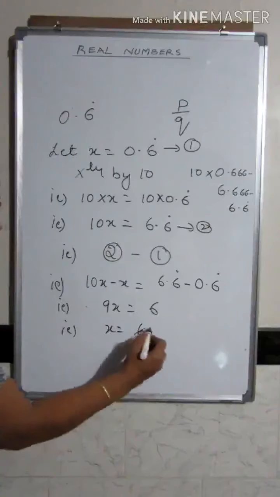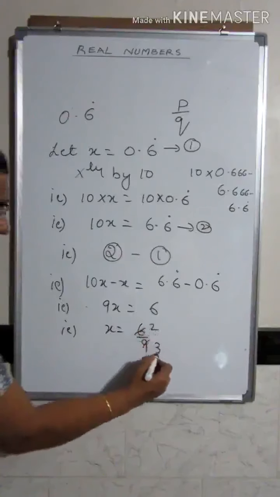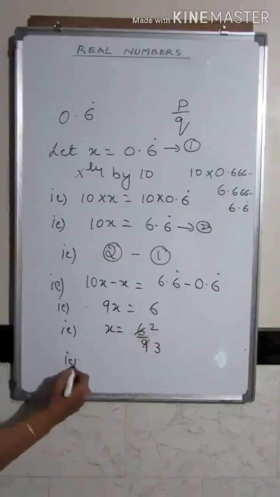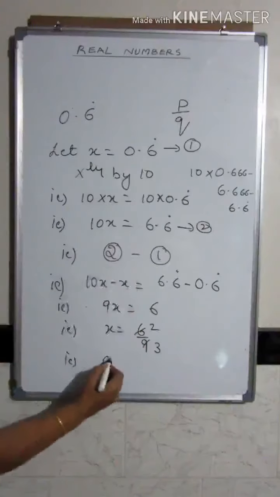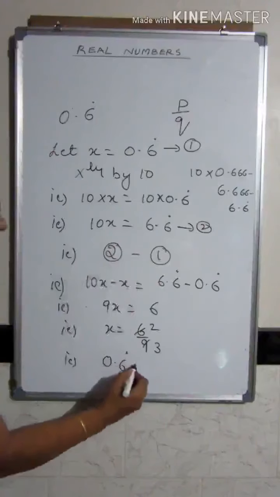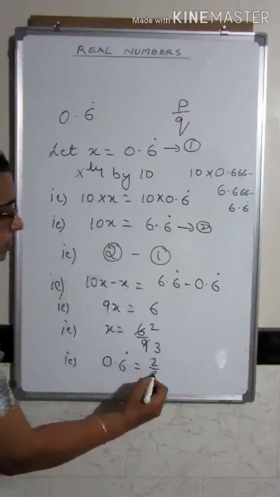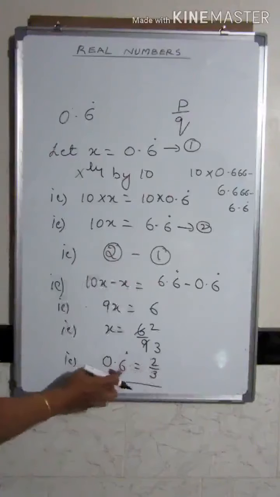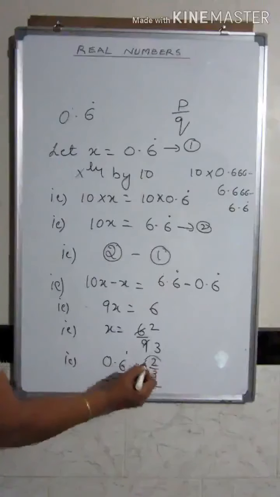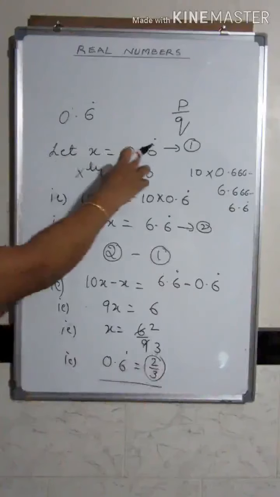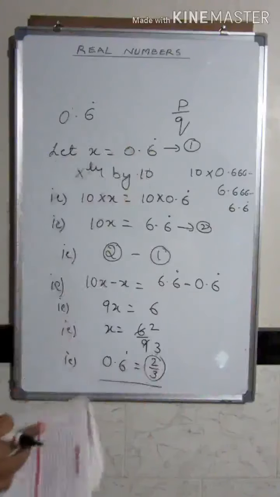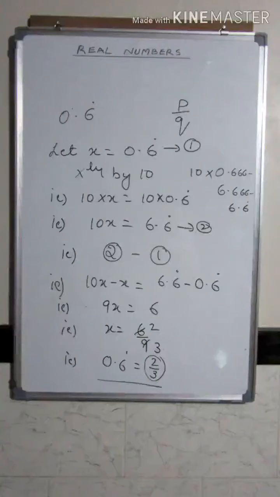So cancelling it, 3 twos are 6, 3 threes are 9, but here we have assumed x value as 0.6, so you have to write here 0.6 recurring is equal to 2 upon 3. So you have converted 0.6 recurring in the form of P upon Q, that is equal to 2 upon 3. So this is when you have got one decimal place. I'll work out one more problem with two decimal places.